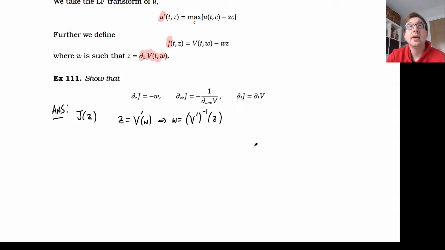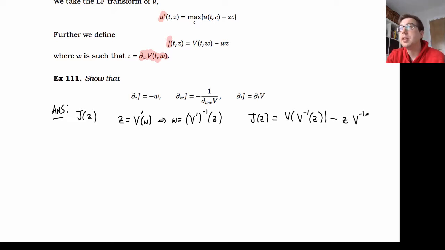So now I am looking at j of z, which is equal to v to the minus 1 of z, minus z times v dash to the minus 1 of z. So it's just this expression here with this substituted in for w. And now we want to differentiate this with respect to z. Oh, and I should have a dash on these, sorry, so it's the inverse of the derivative, apologies.